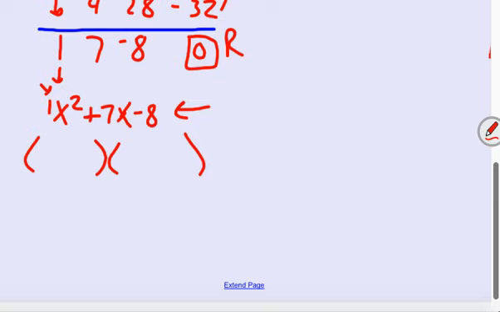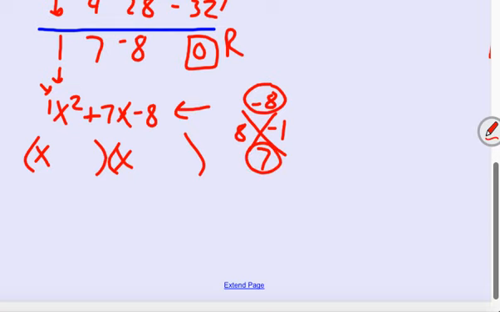It's just 1x squared here, so it's just x and x. Factors of negative 8 that add up to 7, I'd say positive 8 and negative 1. 8 times negative 1 is negative 8 up here. 8 plus negative 1 is 7. So it's x plus 8 and x minus 1. Okay, one of the lengths they gave us was x minus 4. And now we have x plus 8 and x minus 1.